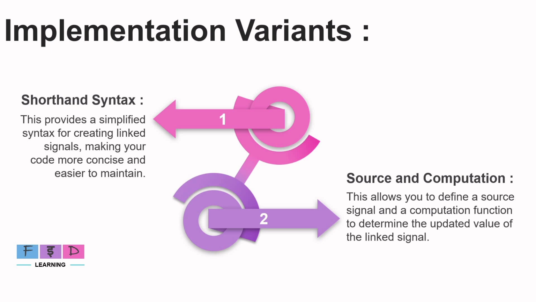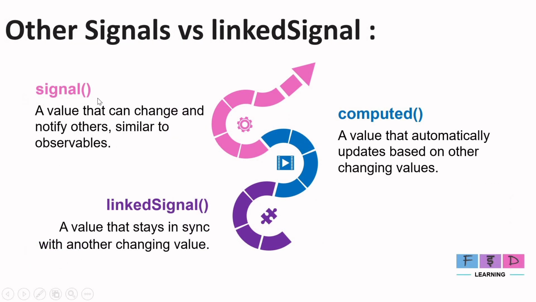Now last, let's talk about other signals versus linked signal. And signal and computed signal come under the category of other signals. So signal is a function from the @angular/core module that creates a signal, and it is a value that can change and notify others, similar to observables. And what is a computed signal? This is also a function that creates a computed signal, and computed signals are read-only signals that automatically update based on other changing values. And what is meant by linked signal? A linked signal is a writable signal that updates when the value of an associated signal changes.